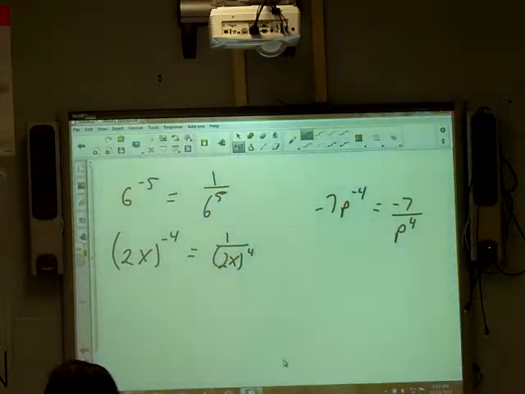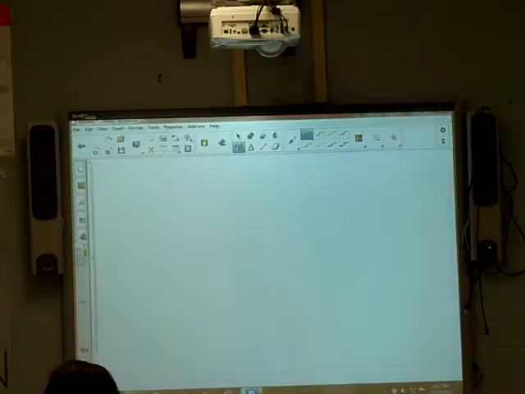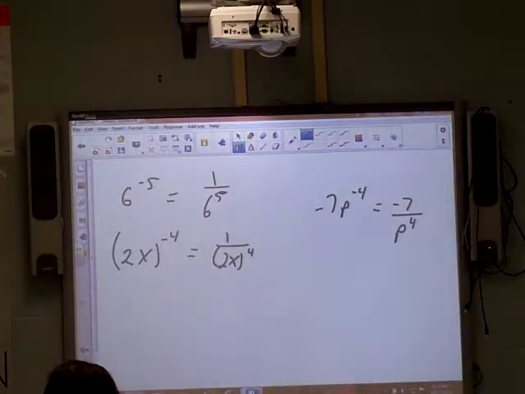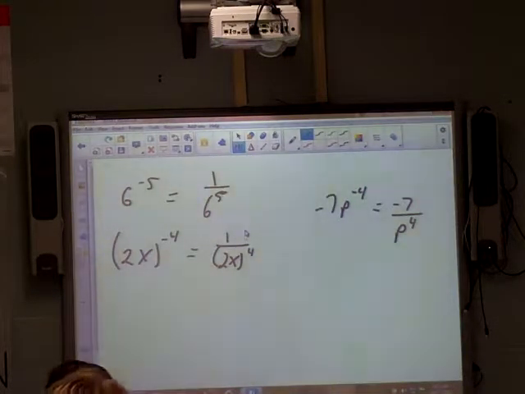All right, what if it's written the other way? So you just multiply all of it by 1. On the top, yeah. That's just the rule. It's always going to be 1 over.